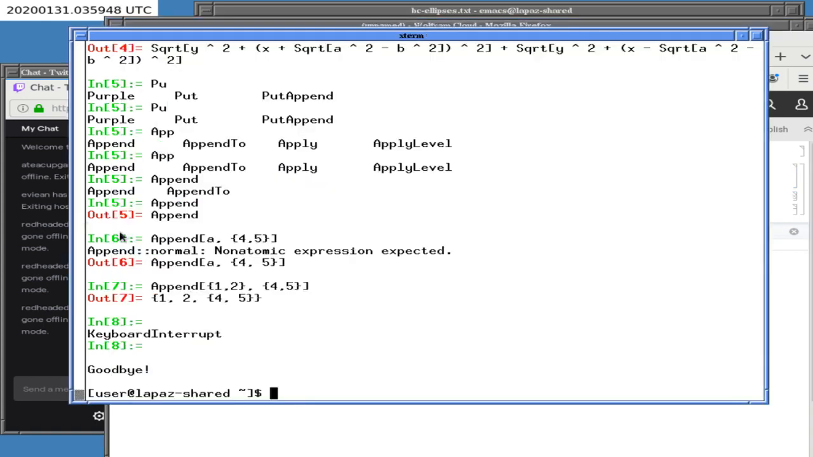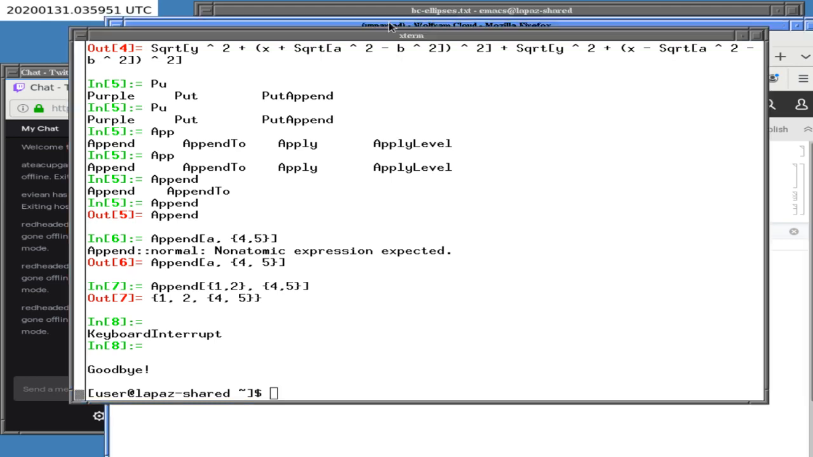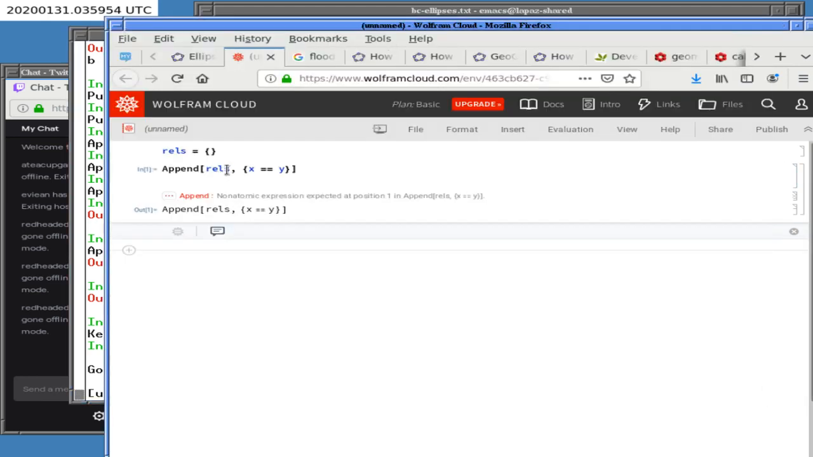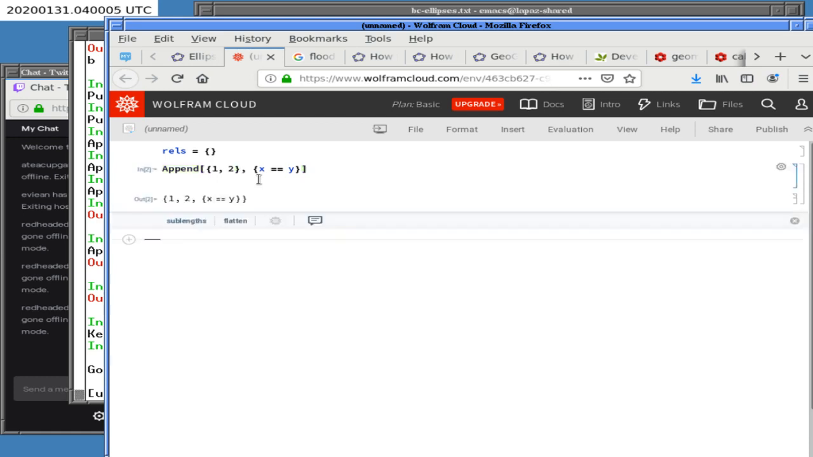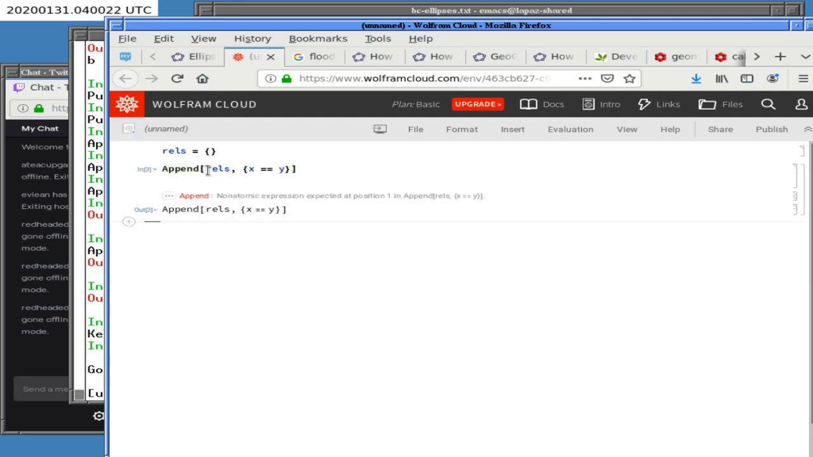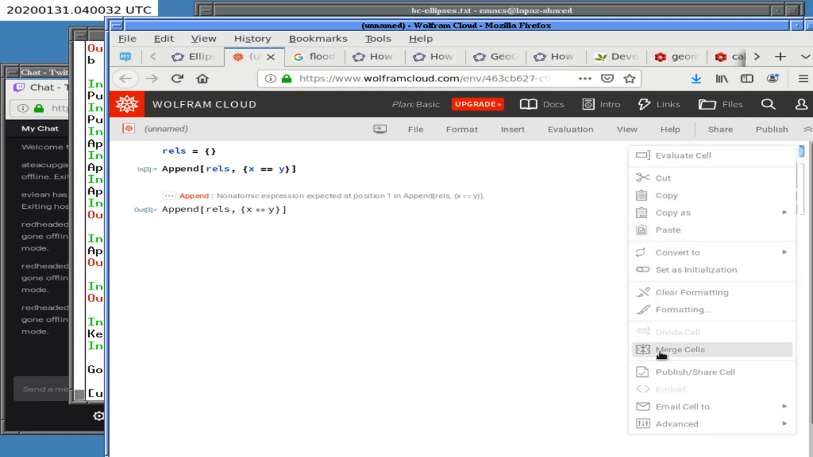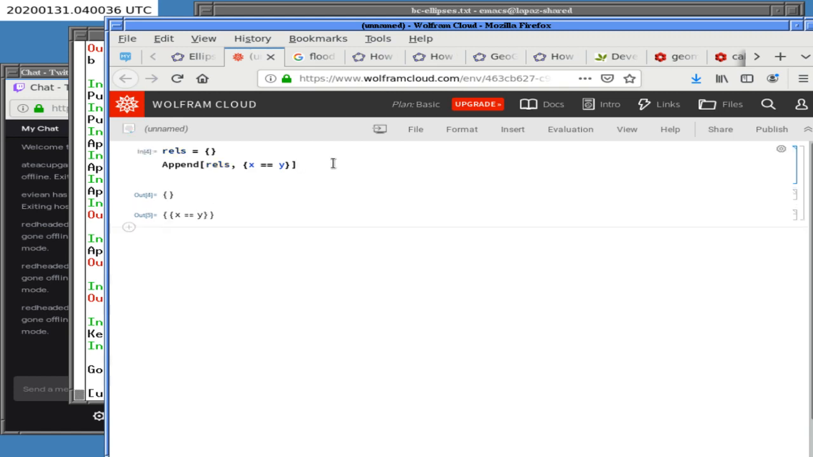Alrighty, so how did append work over here? You need a list followed by a list. That should be how it works here. Okay, let me try this. So why non-atomic? Oh, did it say non-atomic expression expected? Yeah, and the problem here is we need to actually merge this and this and this. We need to merge them. Okay, so now this should work. And there's nothing exciting about that at all.